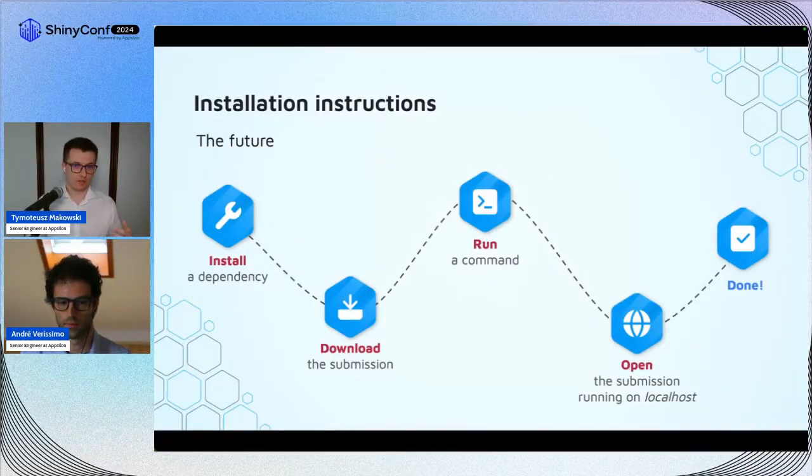The process would consist of installing a dependency, which might not even be R, downloading the submission code, running a single command, and opening the submission Shiny application, running on localhost. And that's it, you are done. You can now view the submission.